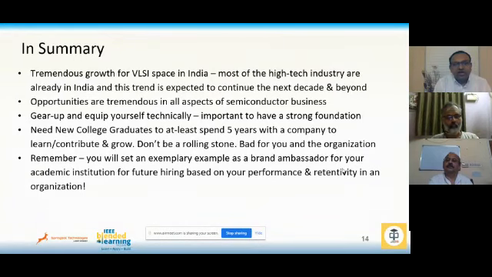And finally, remember that you will be an example or a brand ambassador for your academic institution, as industry will be really looking at, hey, I hired people from this particular institute, and we found very good success with the people that we hired from here for various reasons, from the academic standpoint, the behavioral standpoint, your longevity within the organization. And that is going to be driving the industry to come to your institution for future hiring as well. So you will be a brand ambassador for the institutions that you come from. And that is a thought that I want to leave you with.